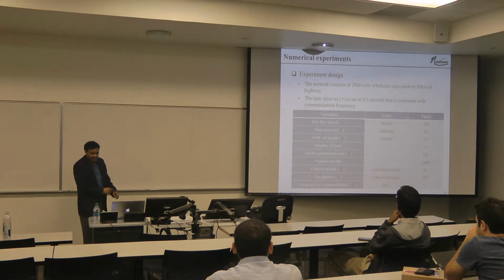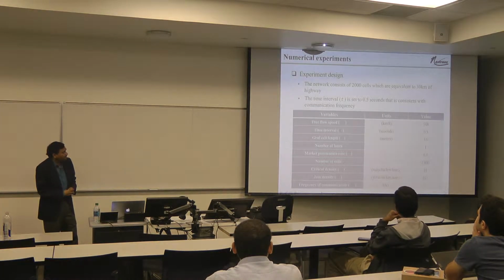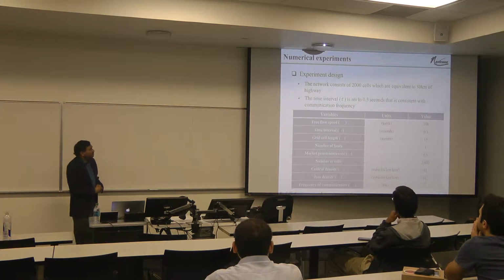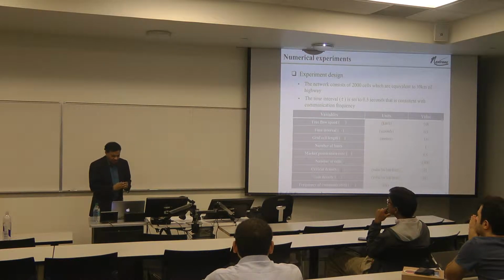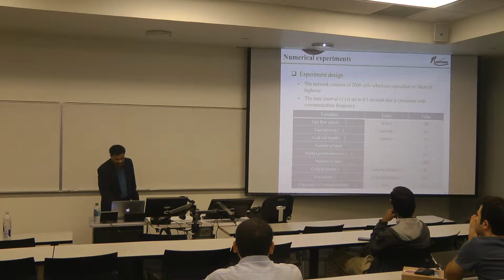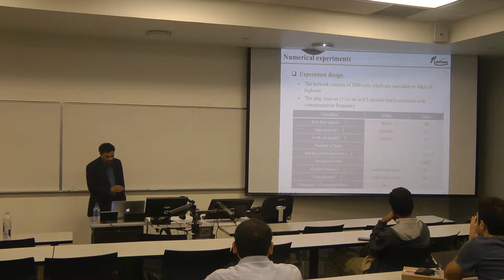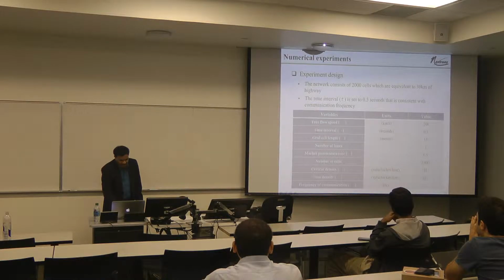And in terms of numerical experiments, we have the following. We look at a network of 30 kilometers. We break it down into 2,000 cells. We have a speed of about 65 miles per hour. The time interval we look at is 0.5 seconds. Then we have a single lane. Market penetration rate is 0.5, so we say 50%. I mentioned that earlier. Those are on all the experiments. Then we have the critical jam density and the assumed frequency of communications.